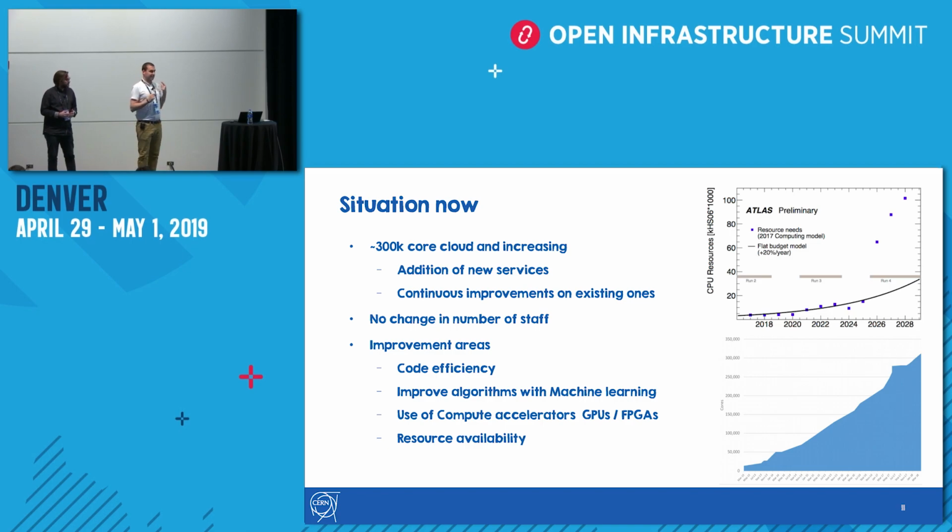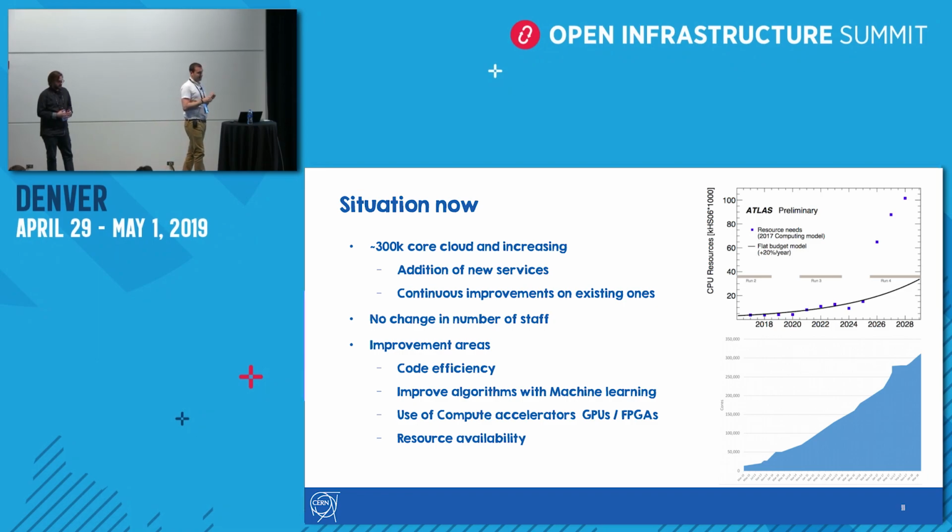The expectations from the experiments are way beyond what we can achieve just by buying hardware. We are focusing on four different areas at CERN. One is to make the code as efficient as possible, so it can run on fewer nodes. Improving algorithms, and for that, our colleagues in the physics department are looking into machine learning to find ways of improving them. They are also using GPUs and FPGAs to speed up the software.